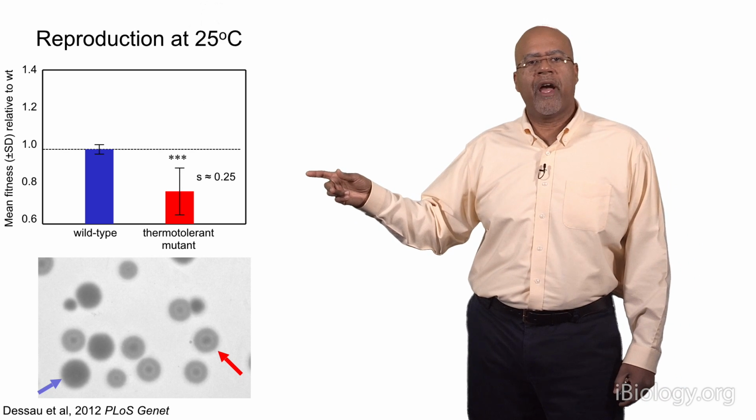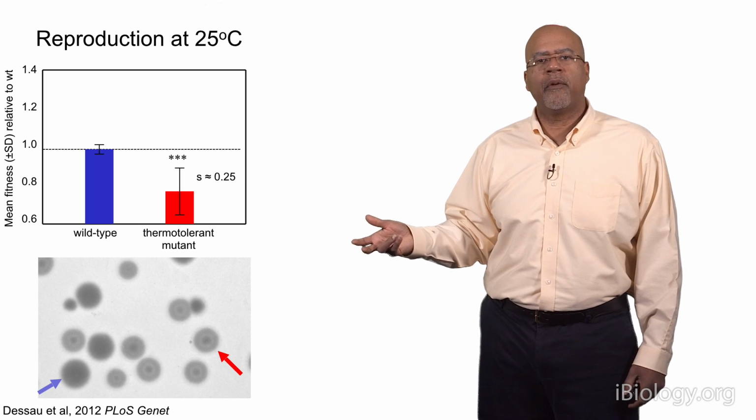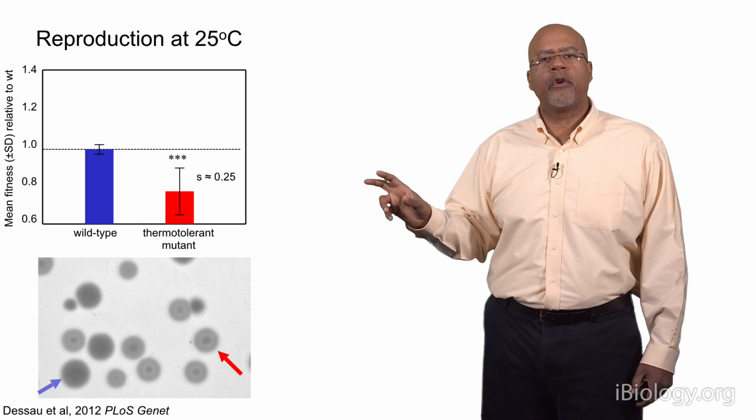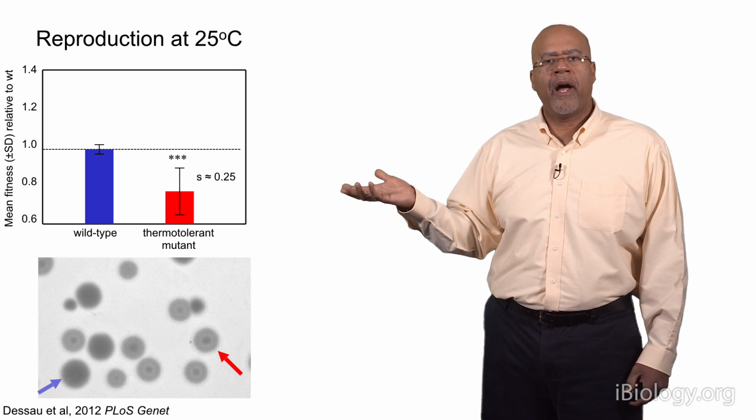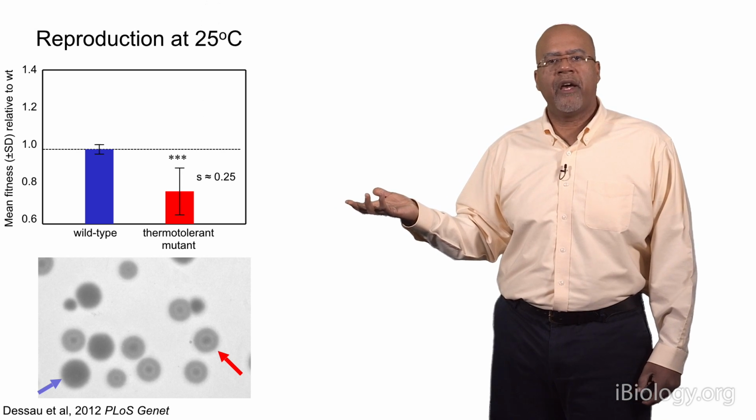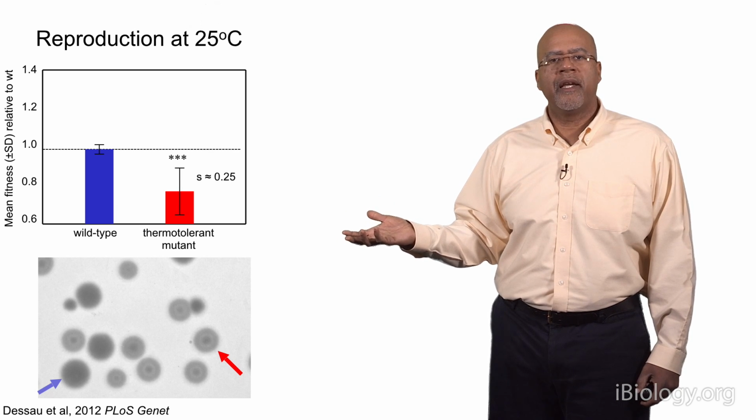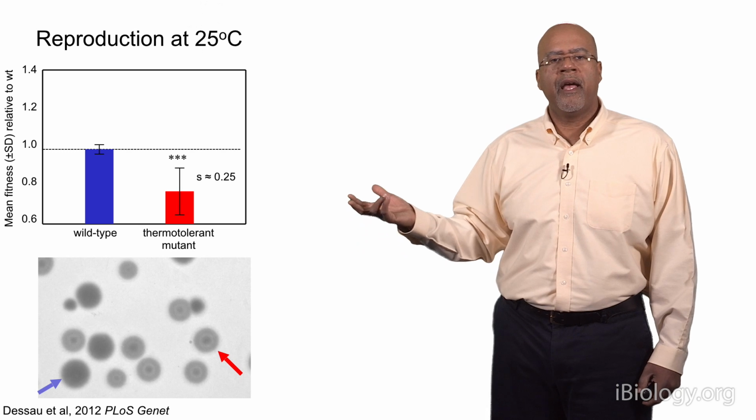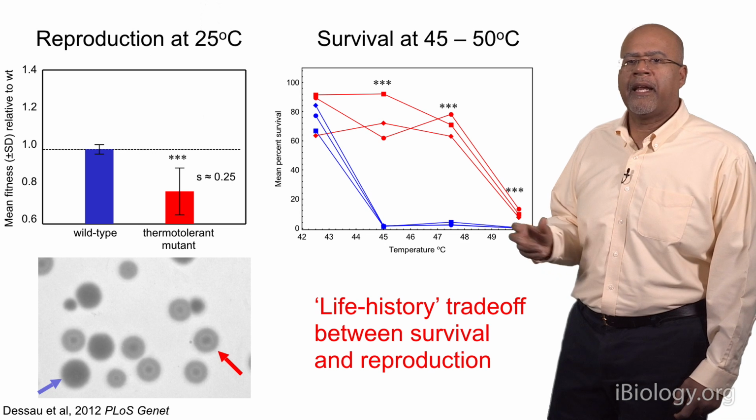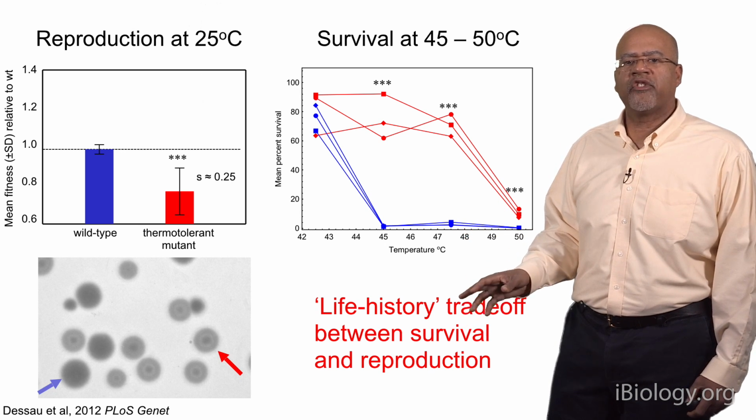That's shown in the bar graph here, where the selection coefficient, or little s, that is associated with this one mutation has a huge deleterious value under normal growth conditions. The wild type relative to itself, of course, grows equally well, so we give it a value of 1, whereas the value for the thermotolerant mutant is much, much lower than 1 and has a negative selection coefficient of 0.25.